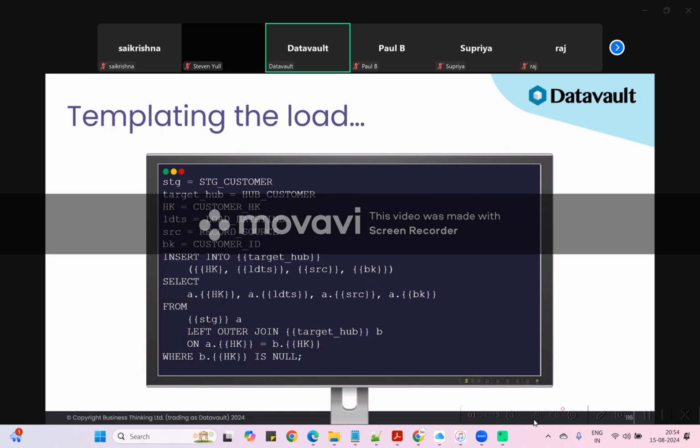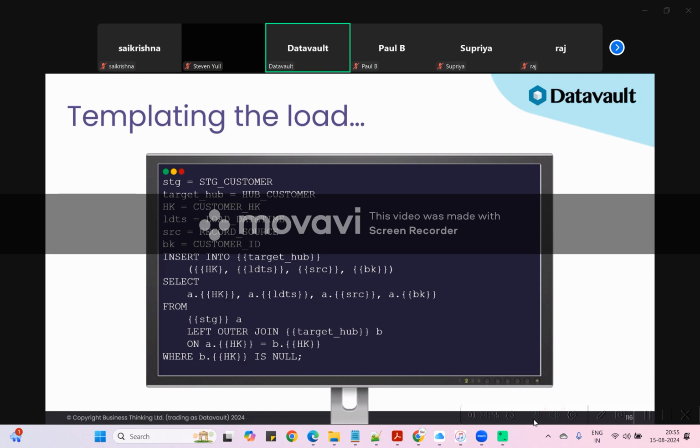So if we have the metadata, like the source table and the target table names and so on, we can just feed them into a generator and the SQL will be generated for you. You don't need to write SQL ever again to do a hub load, and it's all generated for you without mistakes, high quality code.